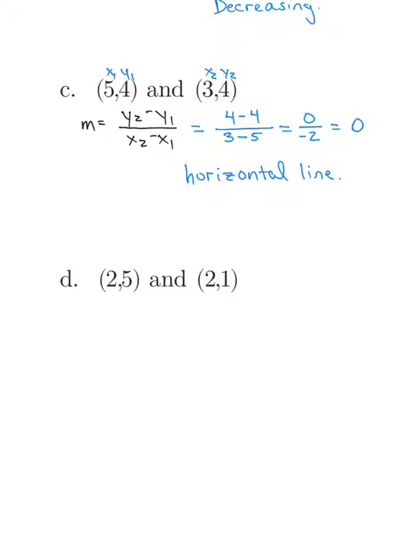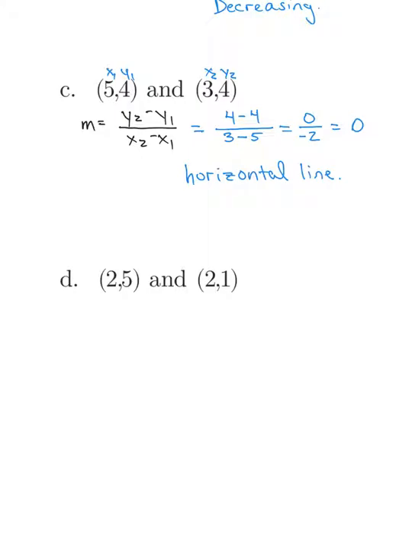Also, another way to look at this is notice that for both of these points, our y-coordinates are both 4. Since our y-coordinates are both 4, what this says is I am moving to the right and left, but my y values are staying the same, which means that my line is going to be at the same y coordinate all the way across, which means that it will be a horizontal line.